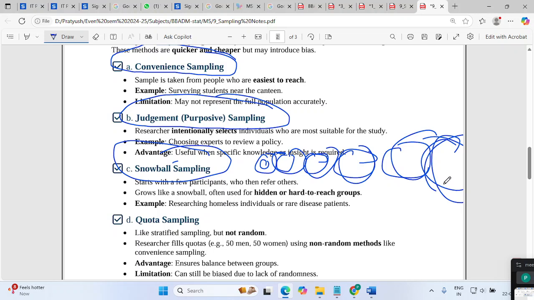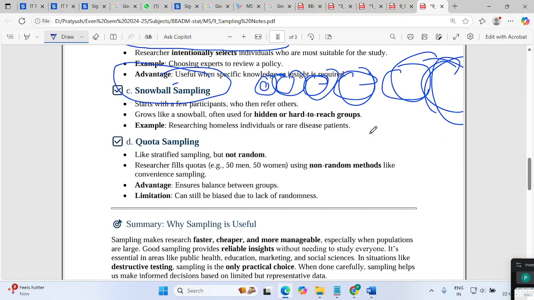So I hope it was clear what snowball sampling is. Yes, sir. I doubt that these kinds of questions will come, but they are available in the question bank, so you should check them out once. I highly doubt these kinds of questions will be coming, but anyway, I haven't made the paper, so I'm not sure.